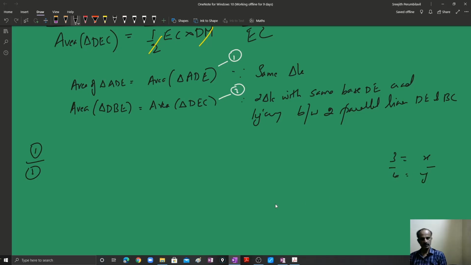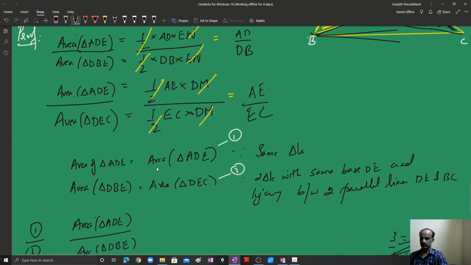What about 3 by 4? 3 by 4 is the same as x by y. I repeat, x is equal to 3, y is equal to 4. What is x by 5? It's 3 by 4. In the same way, these two are equal. When you divide these two, area of triangle ADE divided by area of triangle DBE is equal to, what? Equal to area of triangle ADE divided by area of triangle DEC.